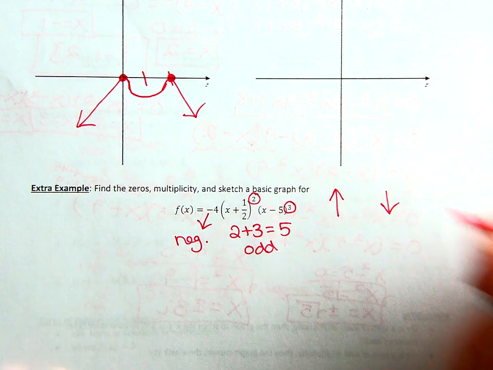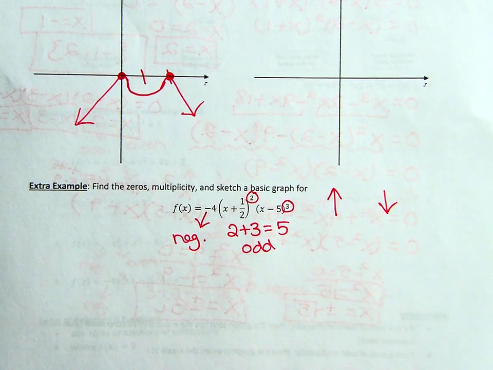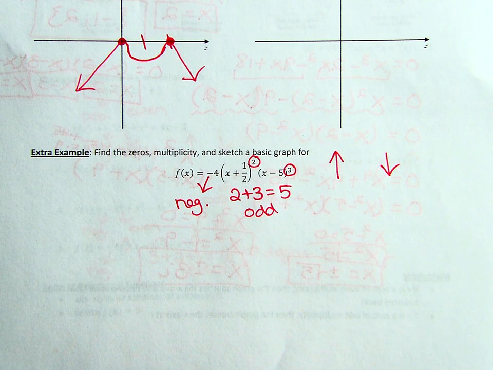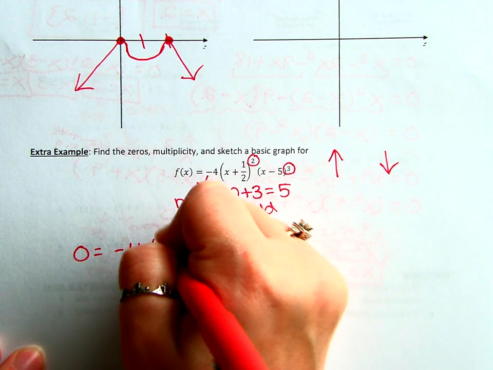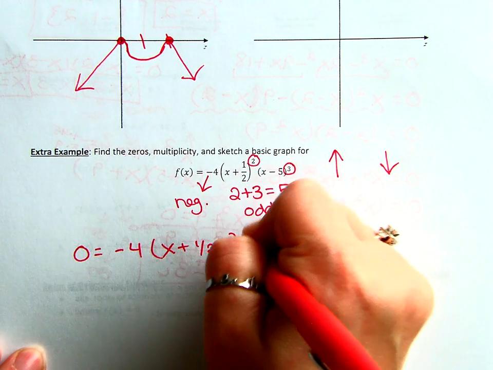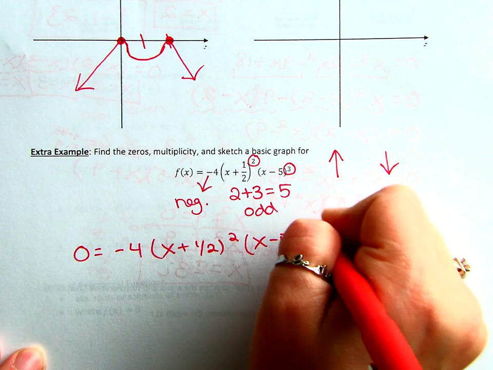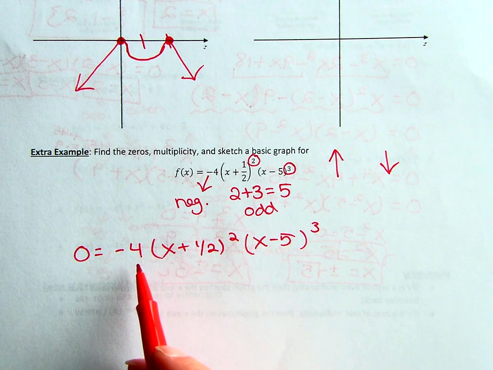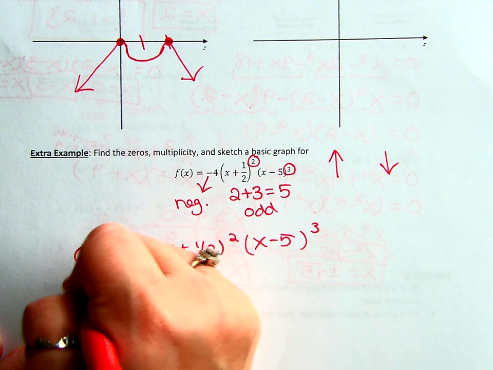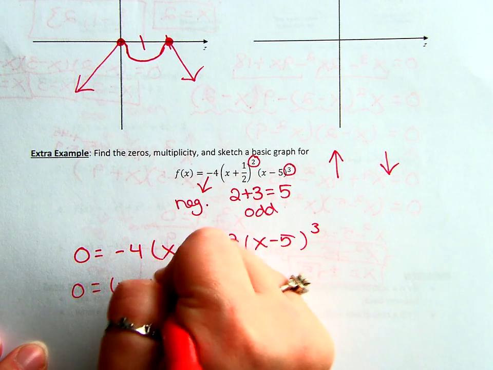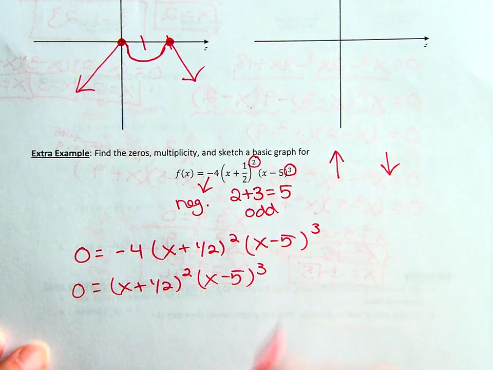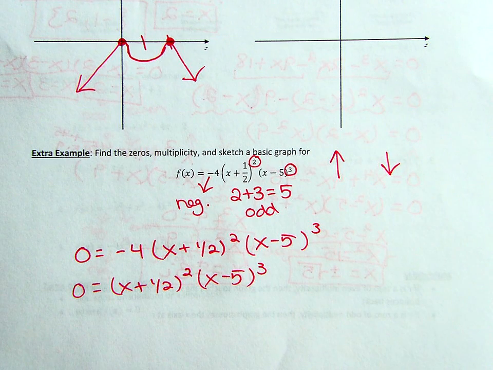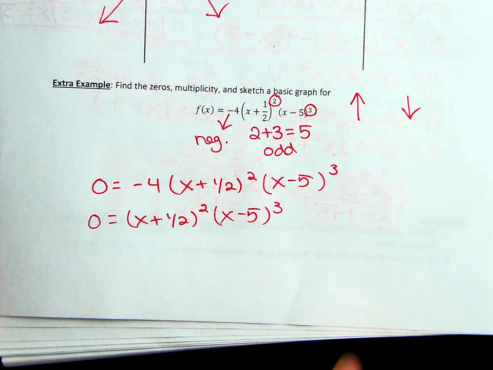And then here's the nice thing. We don't have to do any factoring. They already did all the work for us. If we have 0 equals negative 4 times x plus 1 half squared times x minus 5 to the third, we would divide that negative 4 over just to get rid of it. Now everything is factored, everything is nice. So we set each of our factors equal to 0 and solve.